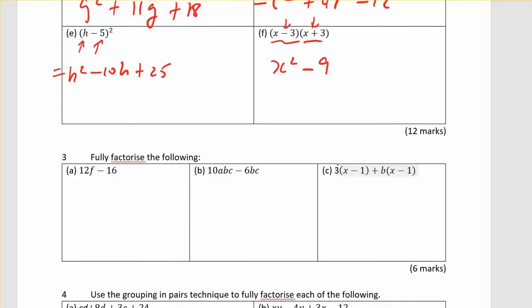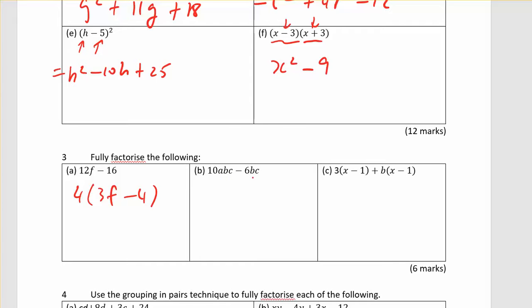Here, we want to factorize the following. What do 12 and 16 have in common? 4. They're both going to 4. That's the highest number. So 4 times what gives you 12F? 4 times 3F. 4 times what gives you negative 16? 4 times negative 4 gives you negative 16.